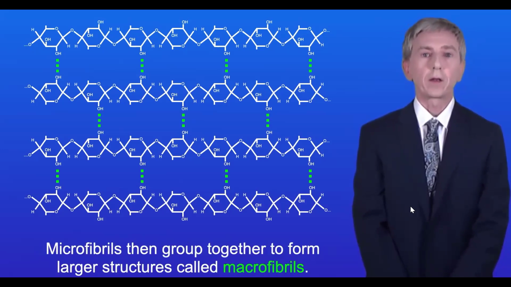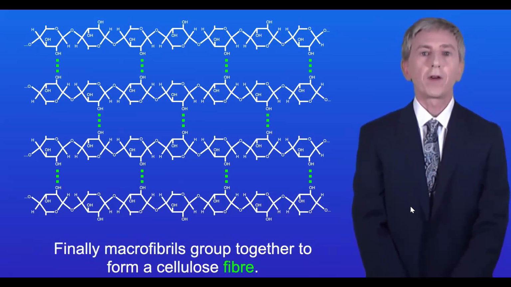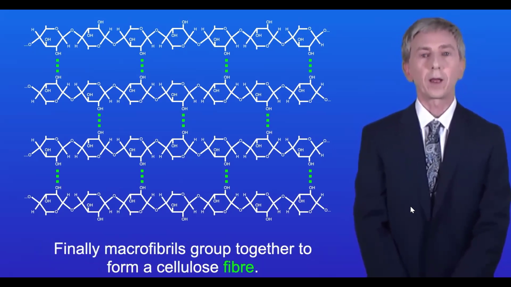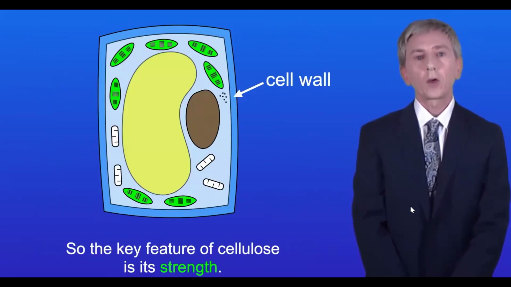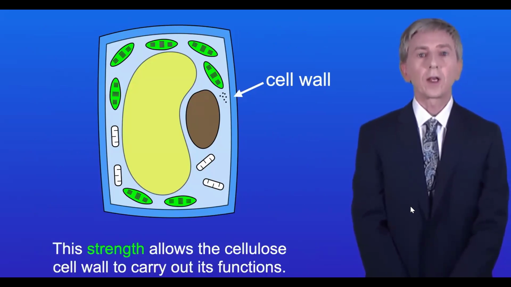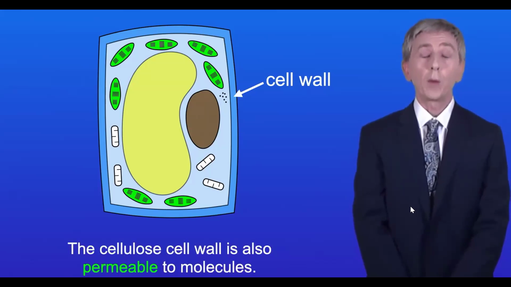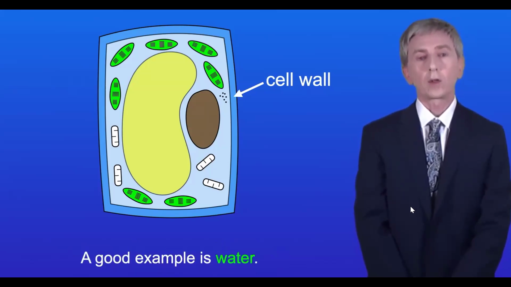Microfibrils then group together to form larger structures called macrofibrils. And finally, macrofibrils group together to form a cellulose fibre, and these cellulose fibres form the plant cell wall. So the key feature of cellulose is its strength, and this strength allows the cellulose cell wall to carry out its functions. The cellulose cell wall is also permeable to molecules, and a good example is water.